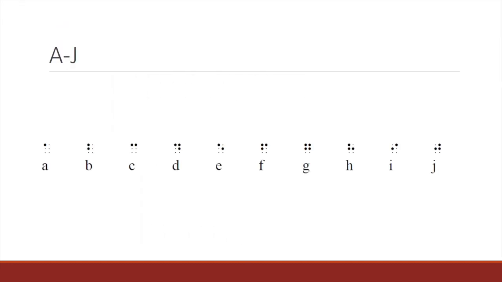Here are the first 10 letters of the alphabet. You can see that the letter A is dot 1. Letter B is dots 1 and 2. Letter C is dots 1 and 4. See if you can braille the dots as I name them, starting with the letter A.